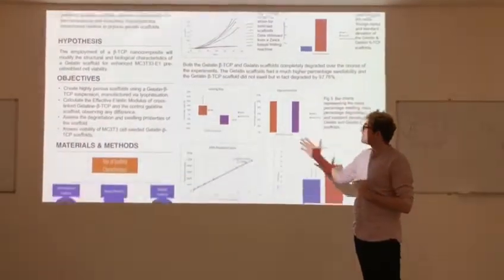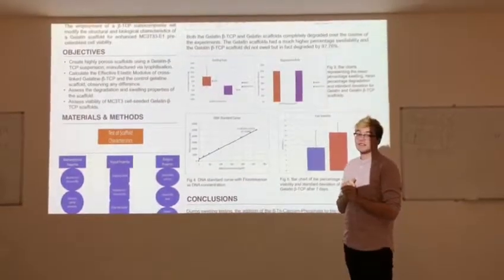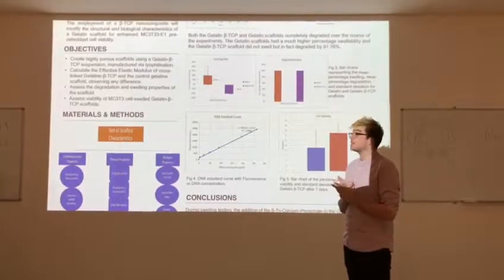And so here we have the swelling rate results. The gelatin scaffold has a quite high swelling rate of 86.13%, which is a negative due to the fact that it would increase the degradation rate of the scaffold.